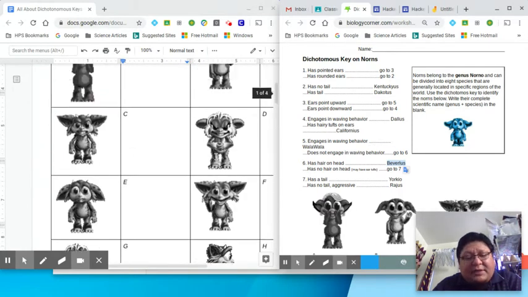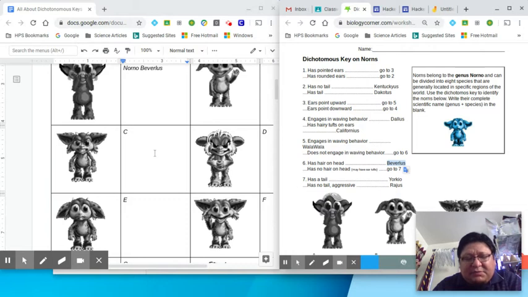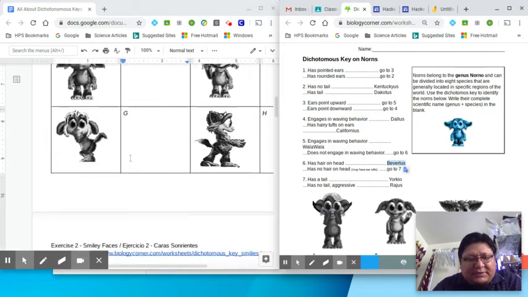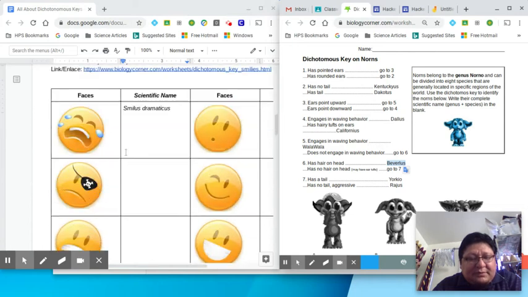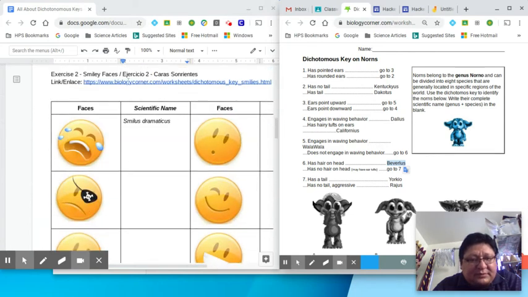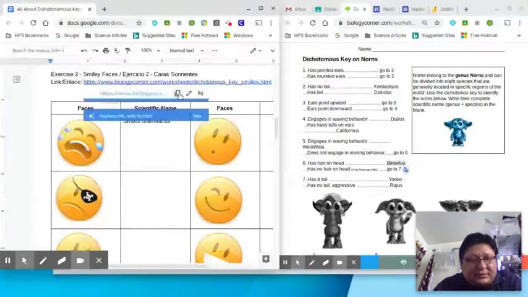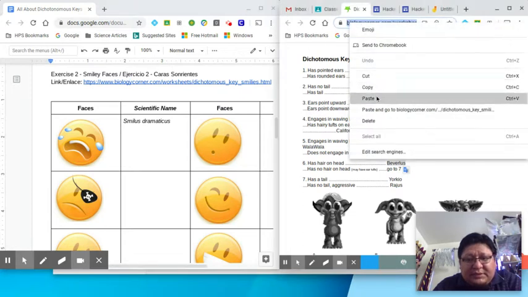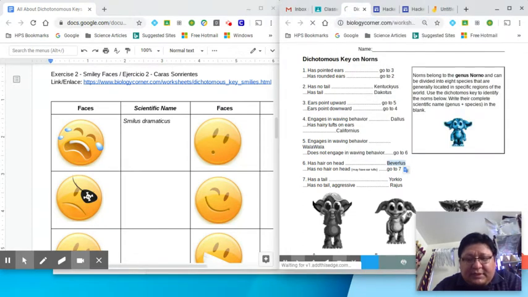Now I'm reading it right now, that's why it seems that it would take long. When you do this, it will take you about 5 minutes. Let me show you the second example. I'll copy just the page, paste, enter.